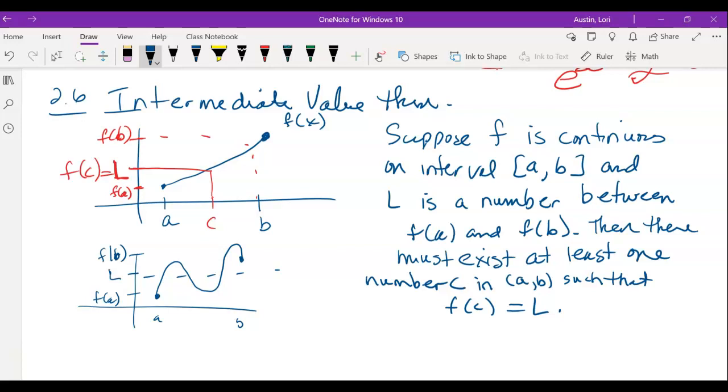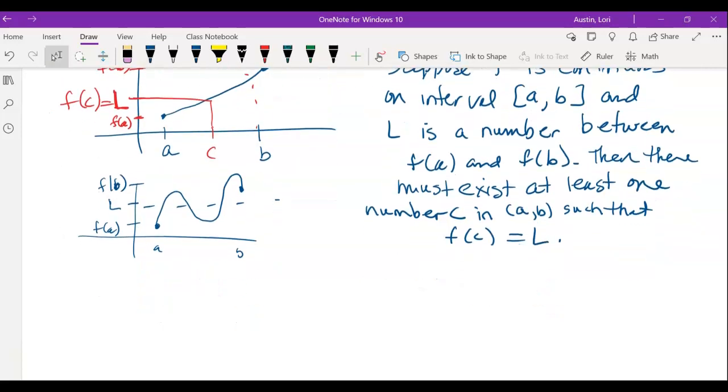The other thing is the idea of continuity. Would this work if it wasn't continuous? There's L. Are you going to be able to find a value? No. So it has to be continuous for this to work. All right, so let's do a quick application problem on this one, and then we'll be done with today's lesson.